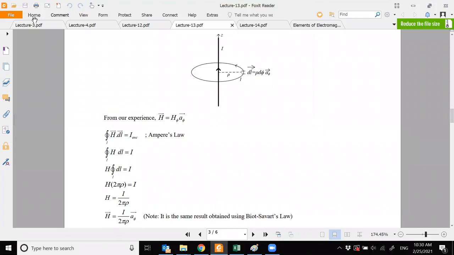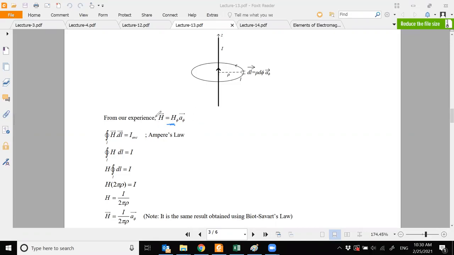Now let's go ahead and apply Ampere's law. When we apply Ampere's law, the closed line integral of H bar dot dl bar is equal to the current enclosed. We already have this information. I'm applying Ampere's law, so the closed line integral of H bar dot dl bar.